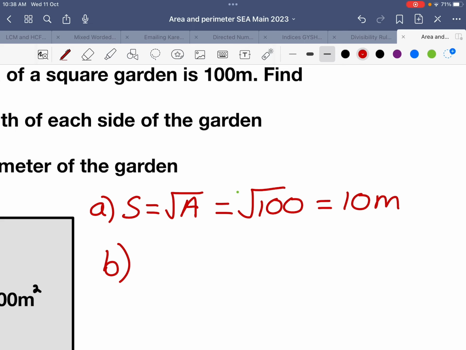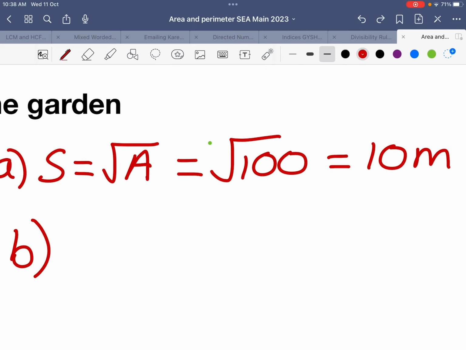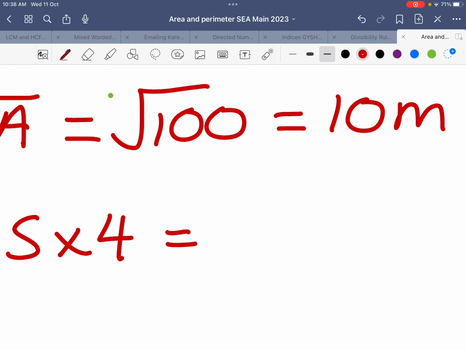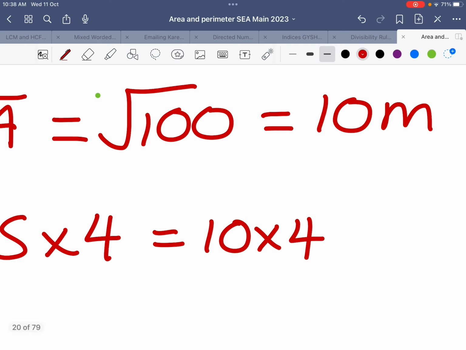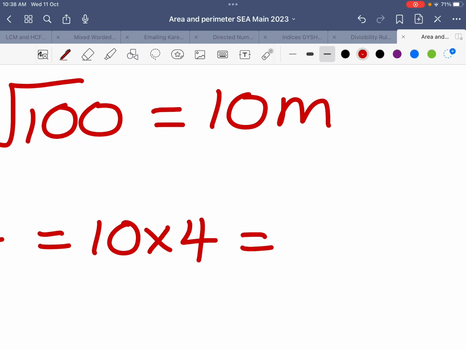And then B, they want us to find the perimeter. How do we find the perimeter of a square? Simple. Multiply it by 4. Side times 4, which is equal to 10 times 4, which is 40 meters. So your answer is 40 meters.